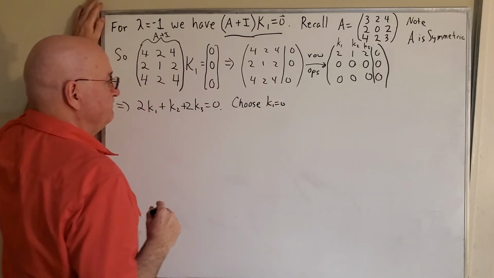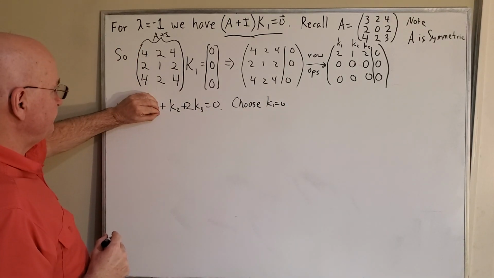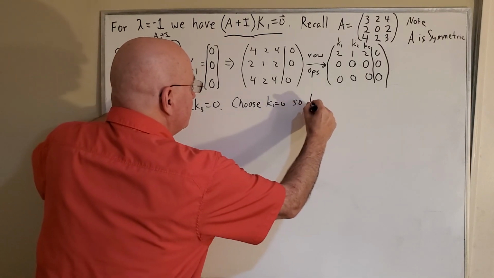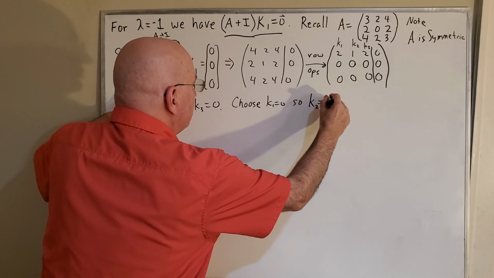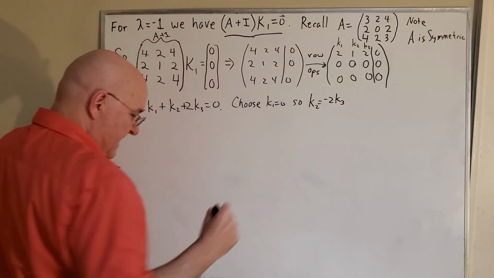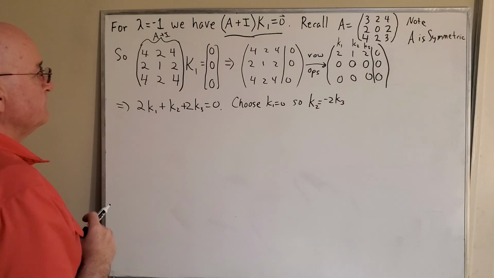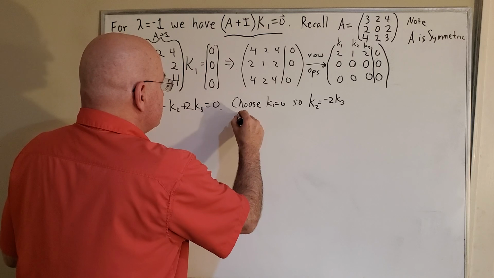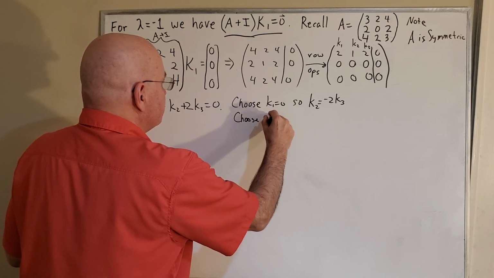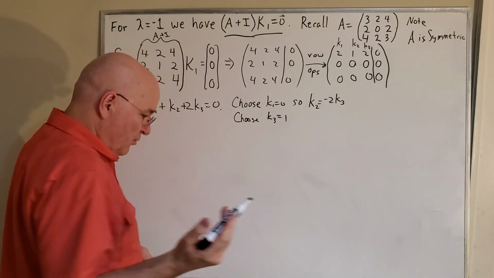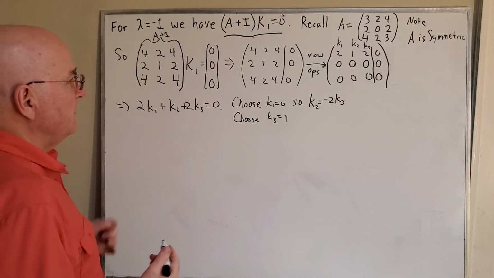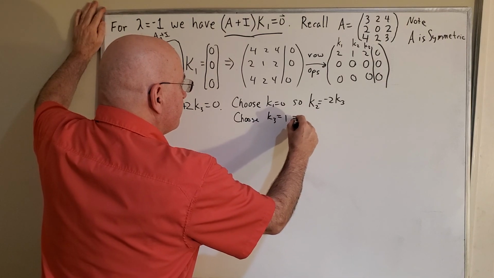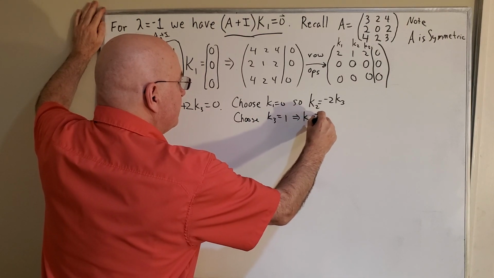K1 equals 0. Okay? So what does that mean? K2 would be equal to -2 K3. Now, we've got an infinite number of possibilities here. I'm just going to say K3 equaling 1. That way I won't get any fractions. If K3 equals 1, that implies K2 is equal to -2.